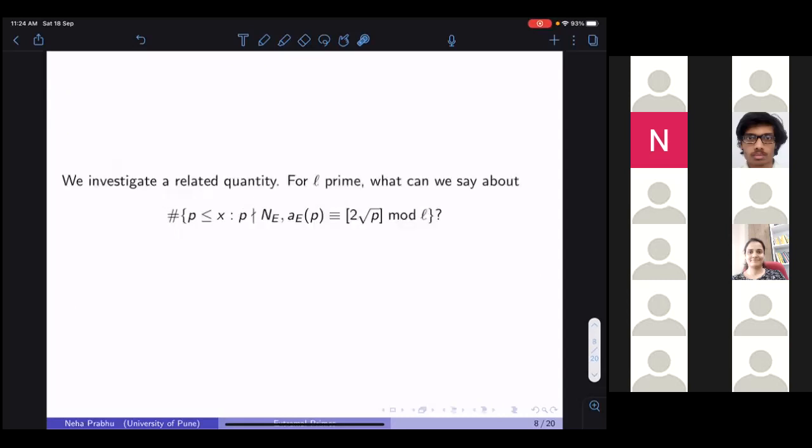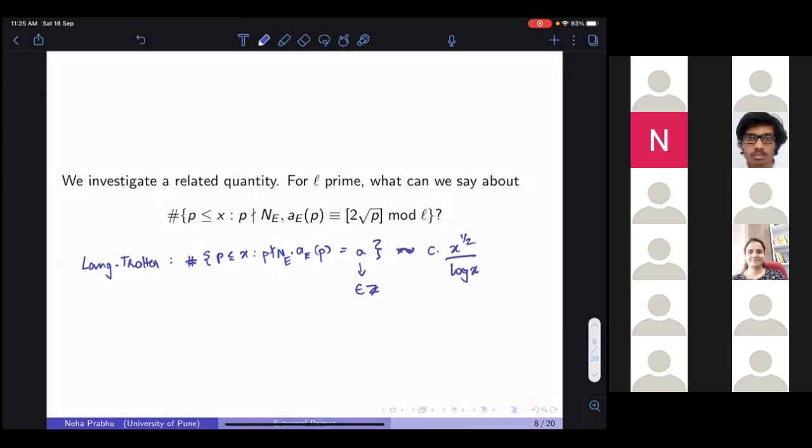We investigate in this talk a related quantity. So for l prime, we ask what can we say about the number of primes such that the extremality condition is satisfied modulo l. Okay, so this is inspired from the work of Sayre on upper bounds for Lang-Trotter conjecture, where he considered similar quantities. So for Lang-Trotter, you want a_E(p) to be equal to some a, with p not dividing N_E. So this is the Lang-Trotter conjecture, where you fix an integer a, and you ask what this proportion is, and this is supposed to be some constant times x to the half over log x.